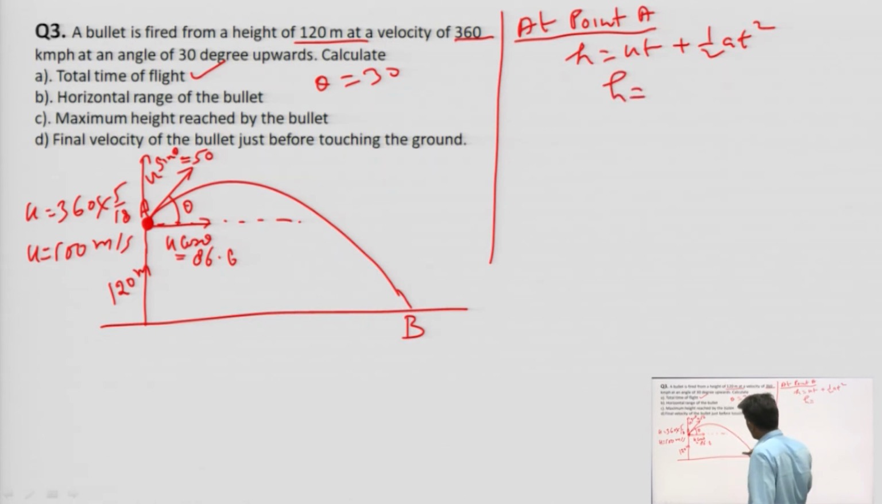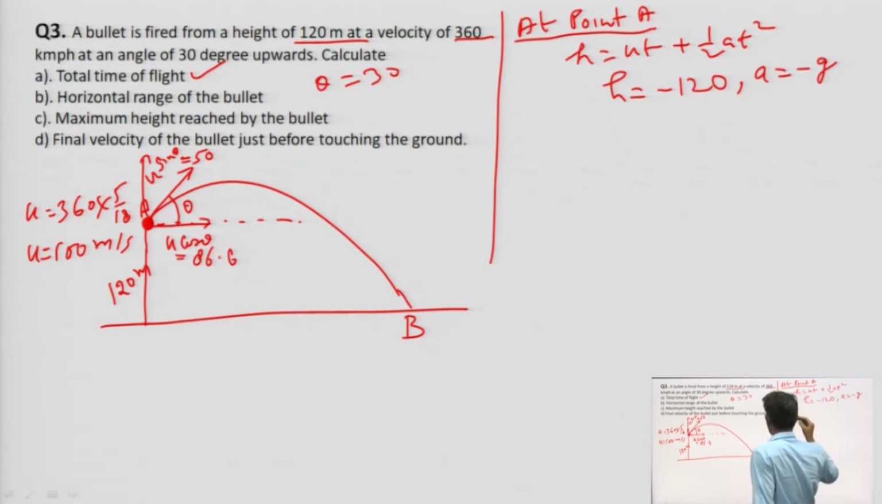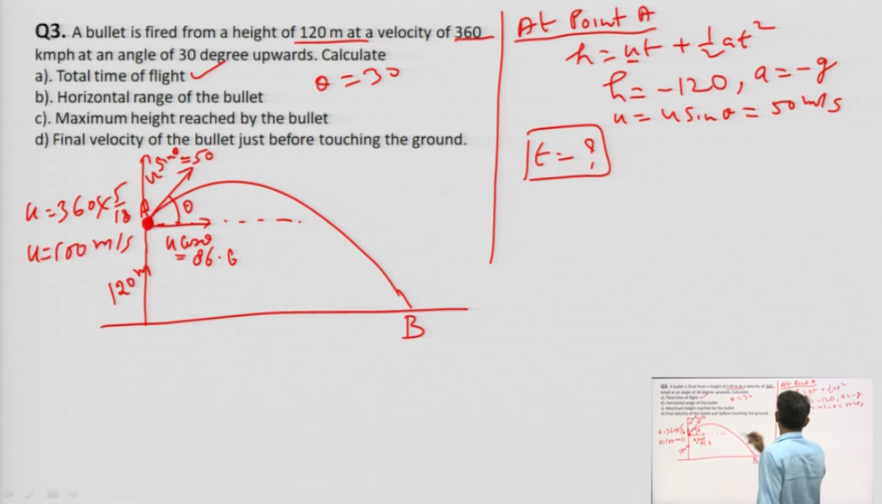At point A, since the direction of the motion is upward, h is minus 120, and a is minus g, and u is u sin 30, and that is 50 meter per second. So, time can be calculated from here. So, this is part 1.